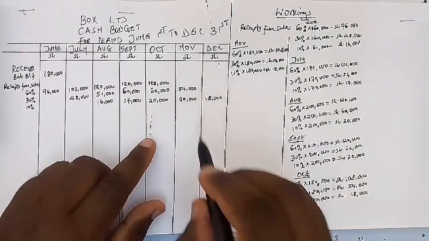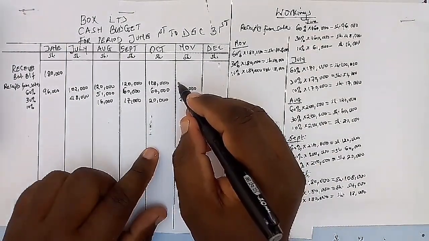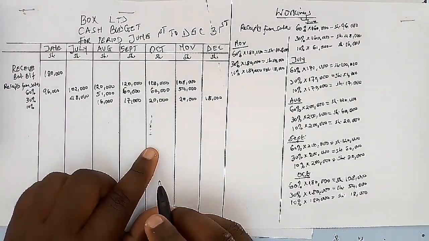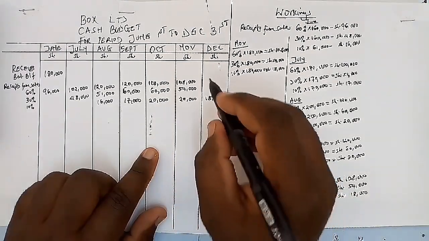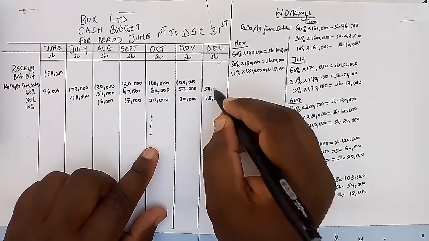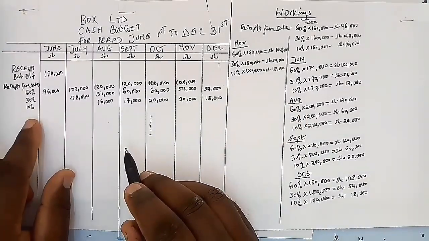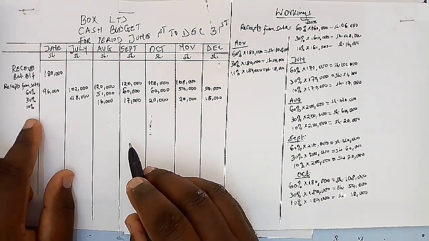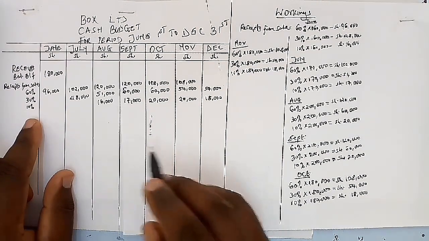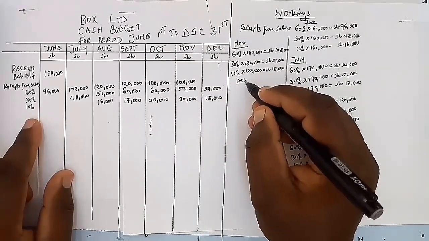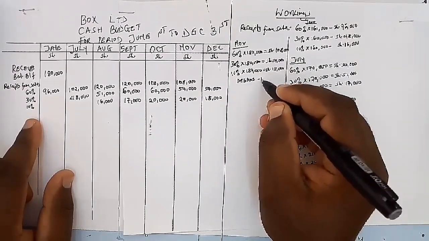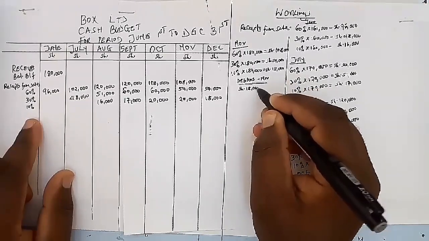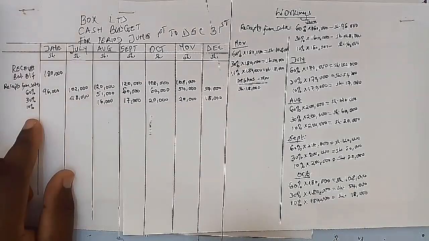So we record the month of November, 60% the same month, 108,000. 30% for the sales of November will be the following month, so 54,000 here. And the 10% will be recorded 2 months after sales, which will be the month of January. So here we write, we have debtors for the month of November. So for the month of November, we have a debtor owing us shillings 18,000.